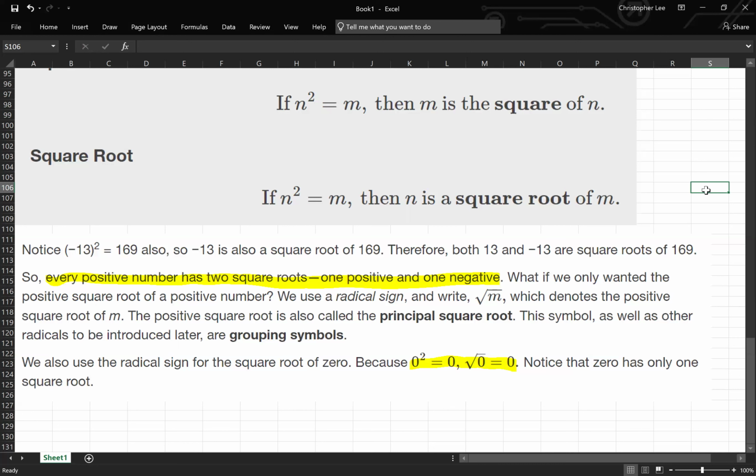So we always use the radical sign for the square root of zero because zero squared is equal to zero. The square root of zero is equal to zero. So notice that zero has only one square root.